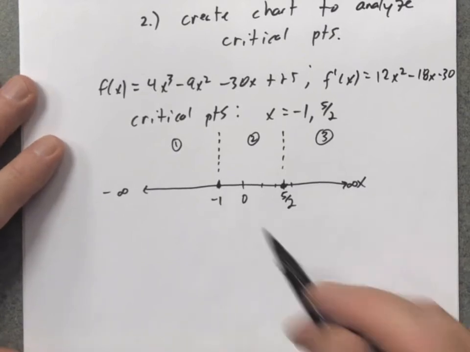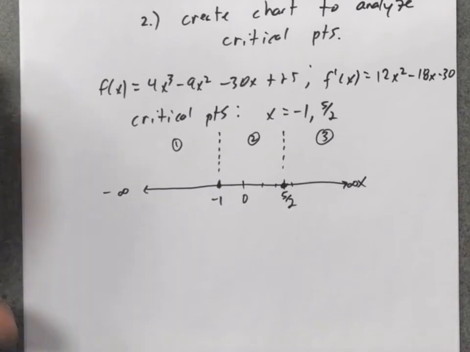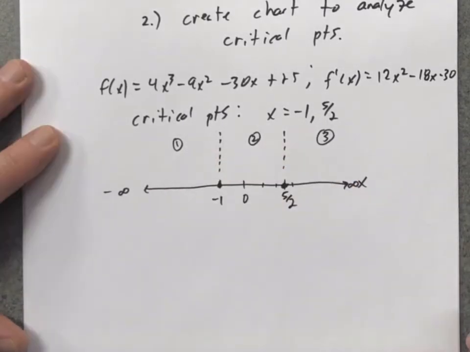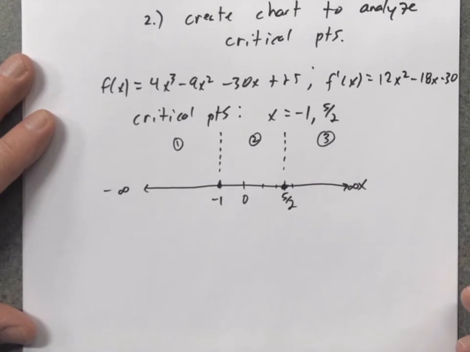Because here's what's interesting. Inside these regions, the first derivative is always the same sign. In other words, it's positive or negative. Inside the regions, the first derivative is not going to change. It's always positive or negative. The sign of the first derivative does not change.